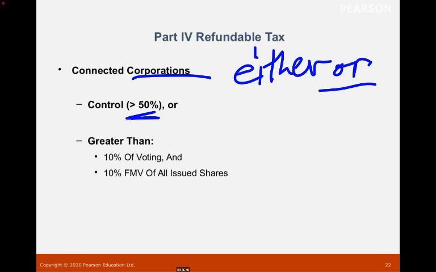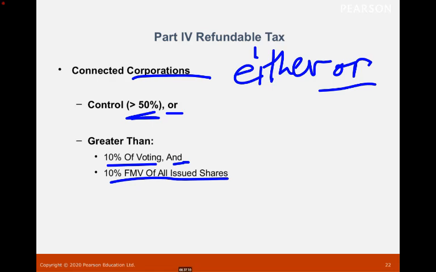Or the second one is a corporation in which the other corporation owns more than 10% of the voting shares. And this is an and, 10% of the fair market value of all issued shares. Remember, every share issued isn't necessarily going to be a voting share.